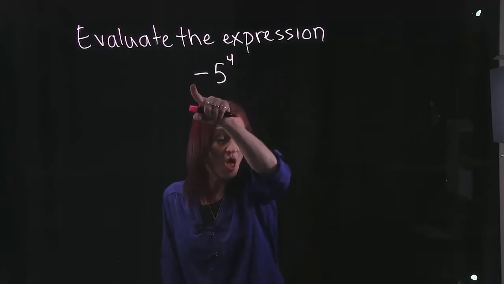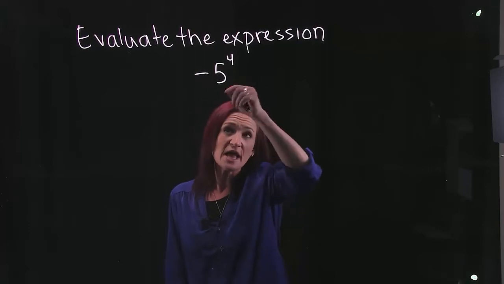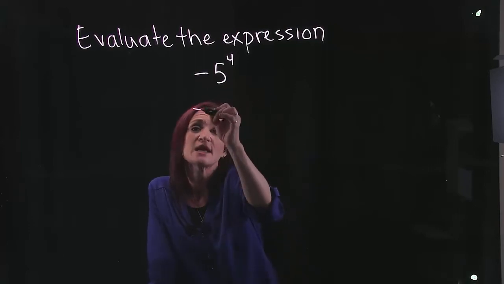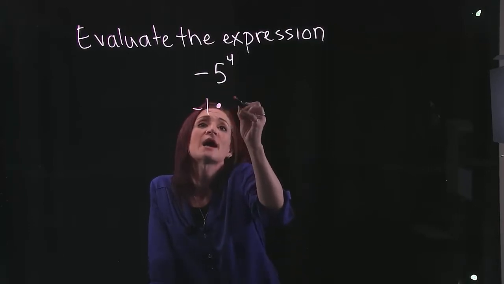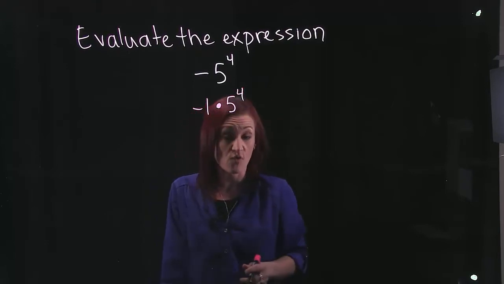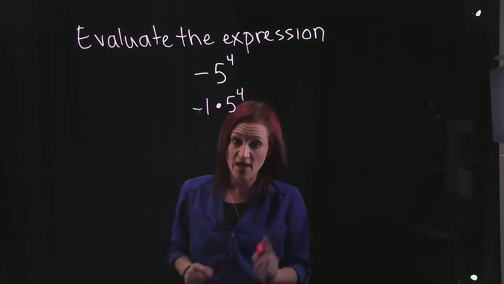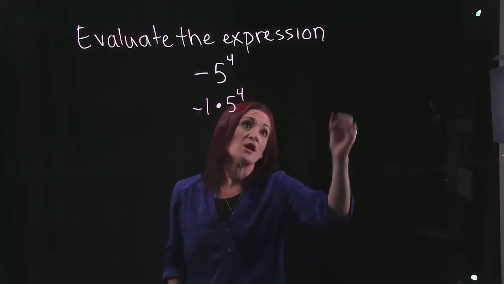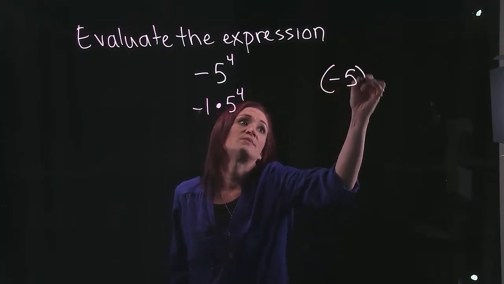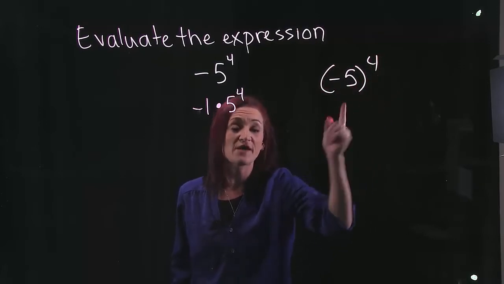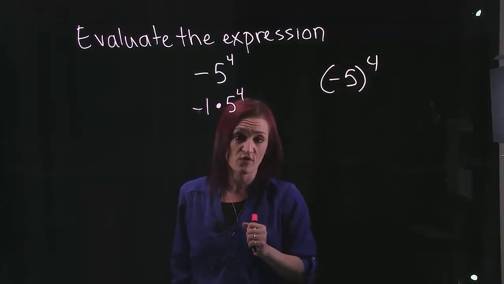It does not belong to this negative. This -5 to the 4th is like saying -1 times 5 to the 4th. What's important is that this negative does not belong to that exponent. A very similar example would be something like this. -5 in parentheses raised to the 4th power.